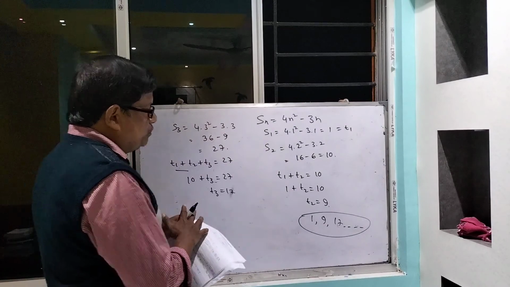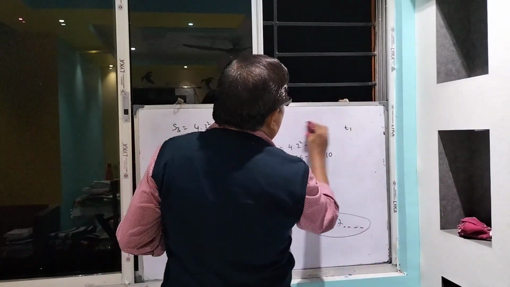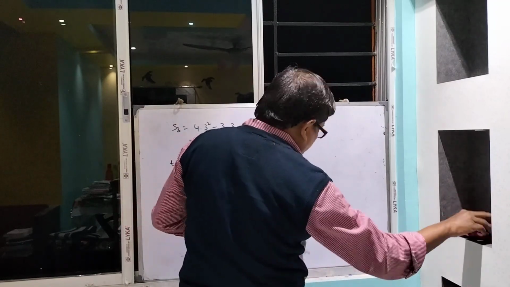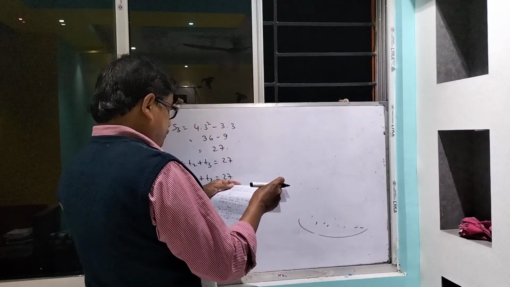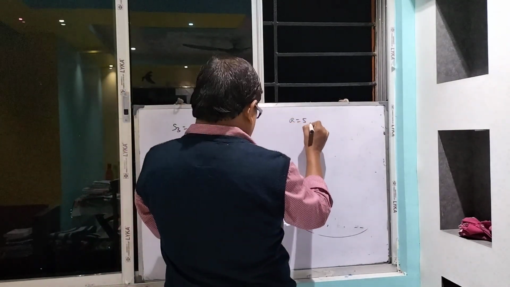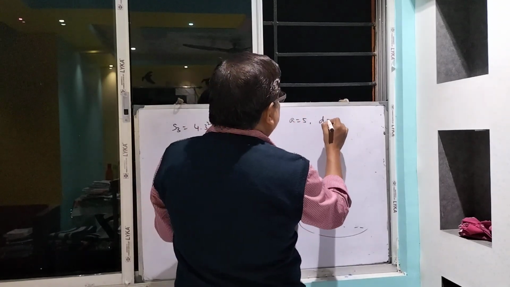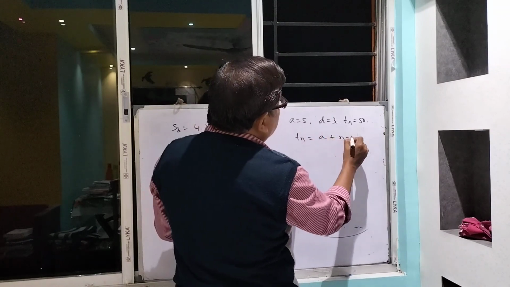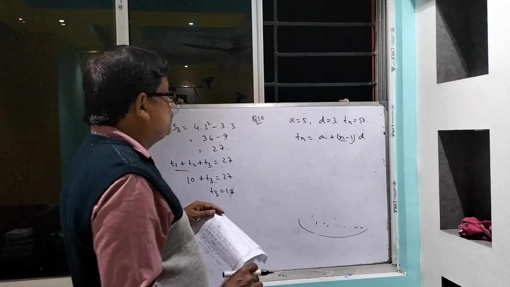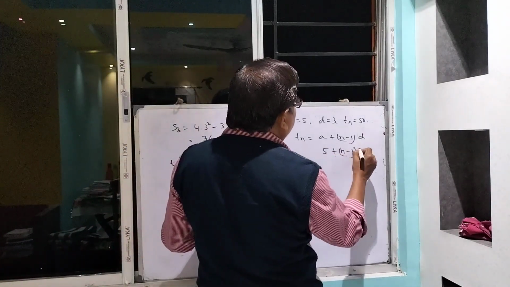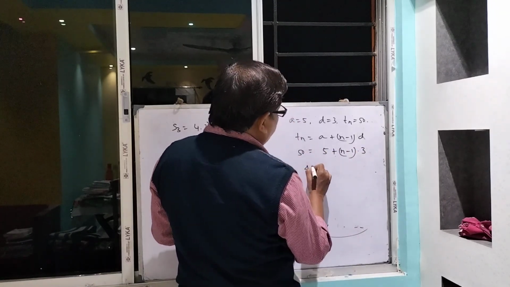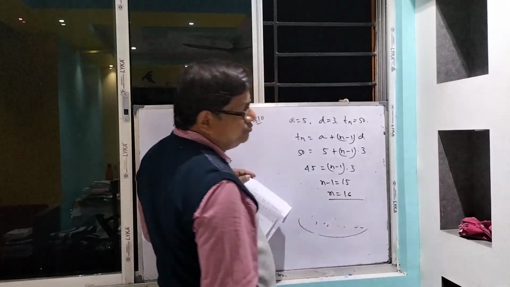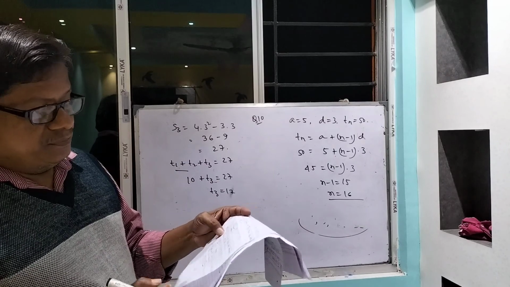So this is given, a is given, wait 1 minute. Question number 10: a is 5, d is 3, Tn is 50. So Tn, we know, is a plus n minus 1 into d. Write a as 5, n minus 1, d means 3. This is 50, no? So 45 equals n minus 1 into 3. That is n minus 1 equal to 15, n equal to 16. So the option is 16.